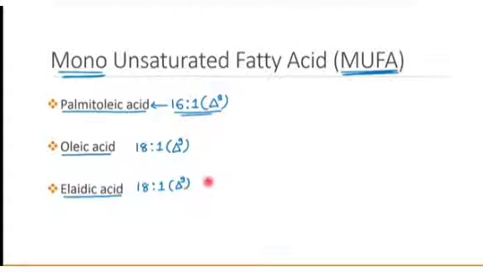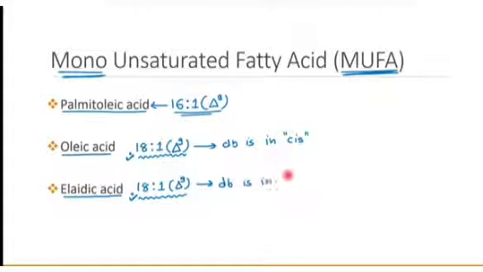If you see here, in case of oleic acid and elaidic acid, the shorthand notation is the same. That means it looks like both structures are the same, but no, it is not so. In oleic acid, the double bond is in cis configuration, whereas in elaidic acid, the double bond is in trans configuration.